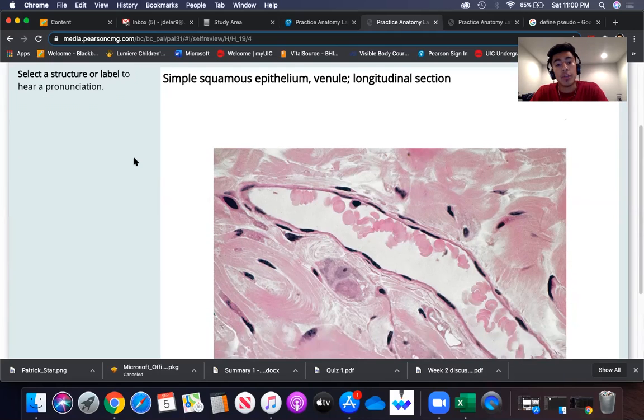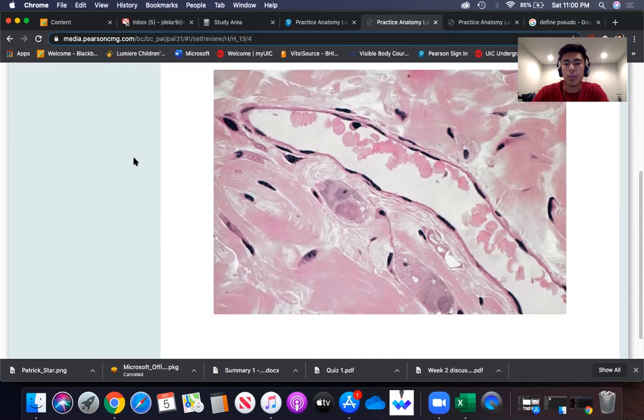This right here is an image of a venule, which is a very, very small version of a vein. It is the very smallest component you're going to find in your body. For looking at this image, we do see that we do have the blood vessel. We do have some red blood cells flowing through. And we do see the epithelium is lining it, is protecting it, and keeping everything contained.